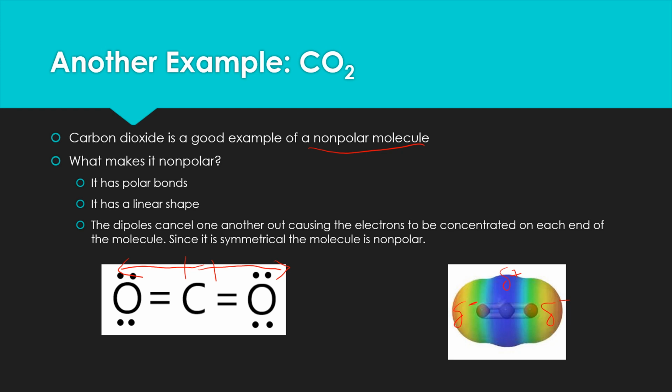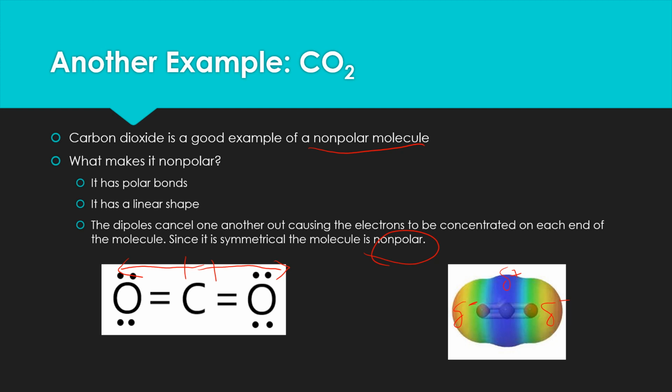We cannot draw a single dipole towards one direction for the whole molecule. We can't say that the electrons all go towards one oxygen or all go the opposite way towards the other oxygen. That doesn't work. So this is a nonpolar molecule. Carbon dioxide is one of our most common nonpolar molecules, and it's due to the linear shape. If it was a different shape, like our water was bent, it would be polar.